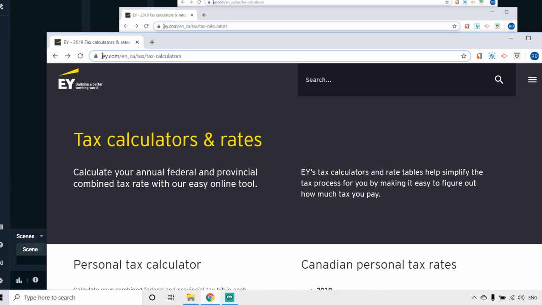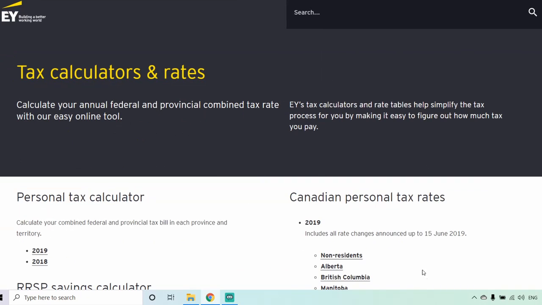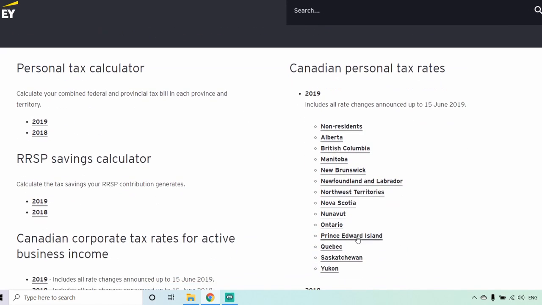This here. There's the address to this calculator. I'm going to expand that. And to help us answer this question, I'm going to go to this: Ontario, Canadian personal tax rates. You click on the province you live in. I live in Ontario.